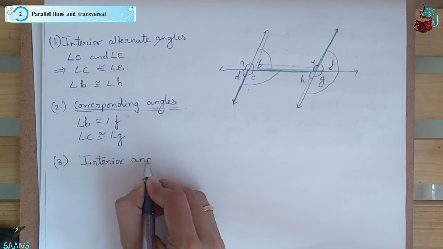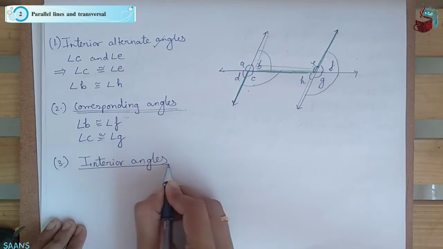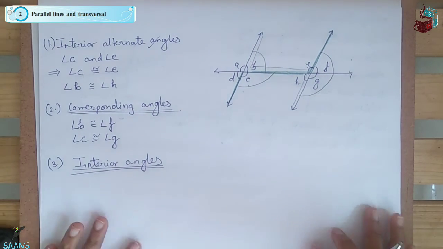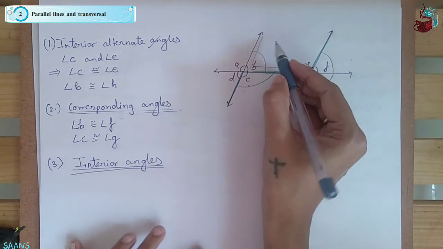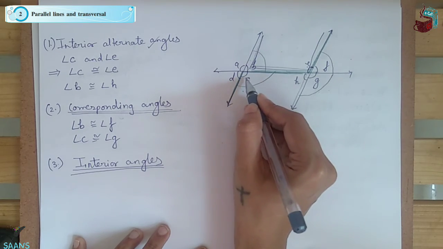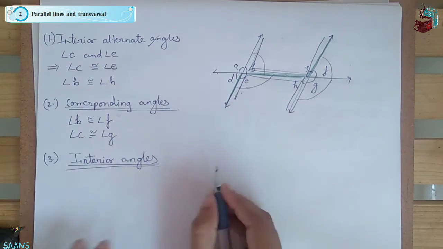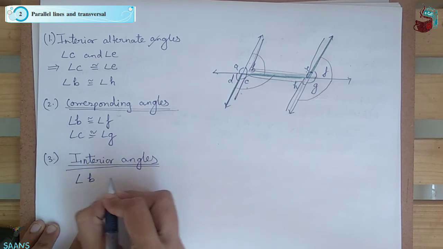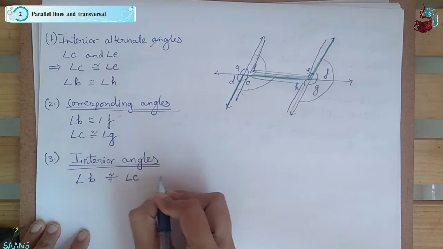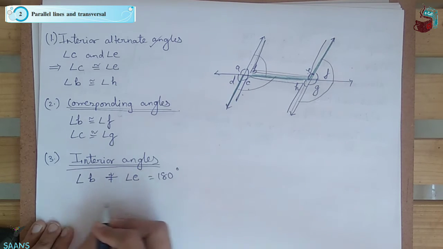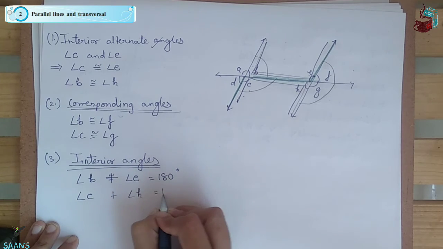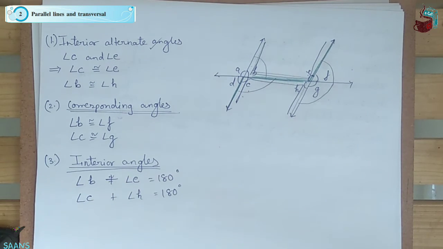Interior angles. In this figure, if we are going to see interior angles, we are going to be seeing a C. So look here, like this C, and this is also your C. So angle B plus angle E is equal to 180 degrees. Interior angles are supplementary. Then angle C plus angle H is equal to 180. That is, interior angles are supplementary.